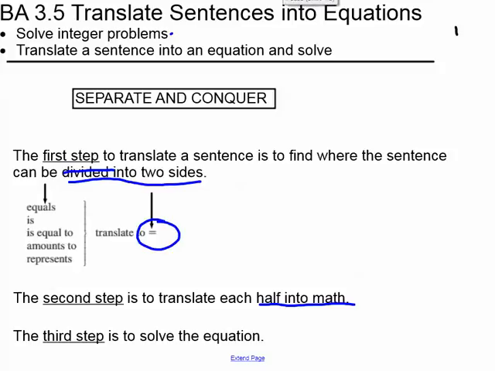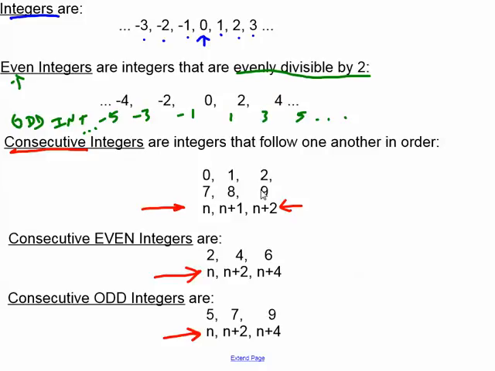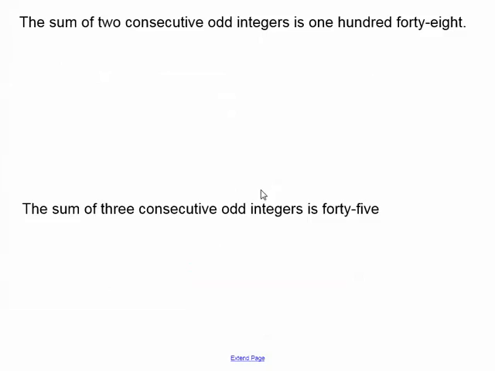Alright, so here we are talking again about translating sentences into equations, number one, and then solving integer problems. We'll review this stuff. We're going to try to separate and conquer: find that "is," which separates our sentence into two separate expressions, and we're going to translate those expressions into math, and then use the equal sign. And here are ideas about integers: integers, even integers, consecutive integers. We're going to use these ideas to set up some problems.